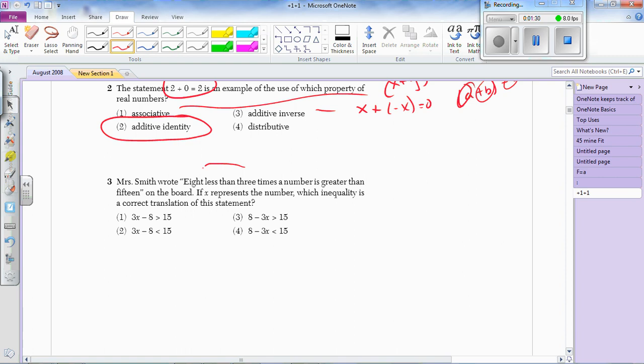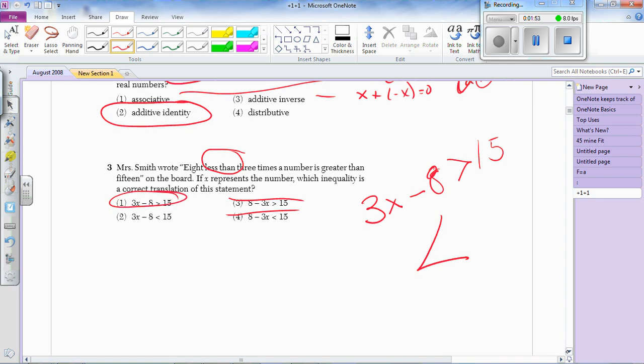8 less than. Remember, lessons we skip. So 3 times a number, and then 8 less than that. So I've got to find the one with 3x minus 8. So don't fall for the silly stuff. And then is greater than. Obviously, greater than looks like this. 15 does not look like an L, remember? So choice 1.